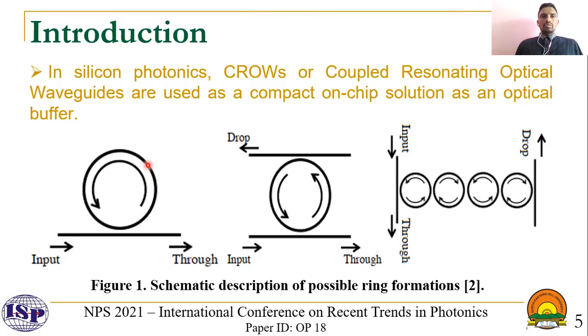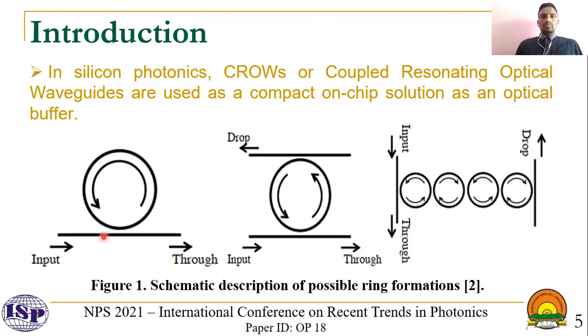Now I will move on to my actual topic. In silicon photonics, CROWs, coupled resonator optical waveguides, are used as a compact on-chip solution as an optical buffer. They provide optical delay, and are also used to design optical memories. These are the main applications of CROWs.